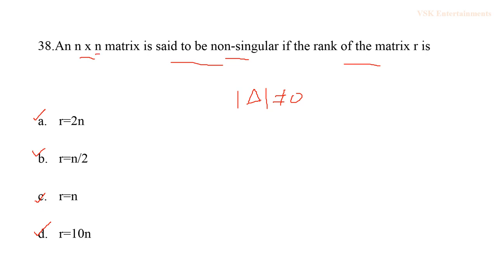Here n represents the order of a system and R represents the rank of a system. Here rank is nothing but the number of non-zero rows. This number of non-zero rows indicates the order of the system. So R is equal to n. A matrix is said to be non-singular if the rank of a matrix is equal to the order of the matrix. So option C is the right answer for this one.